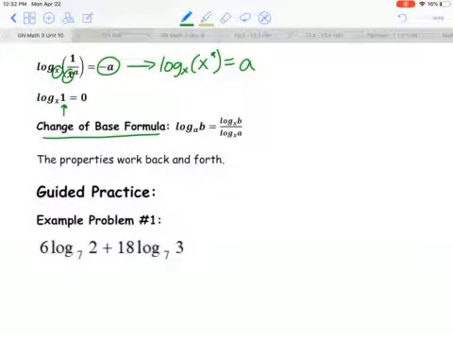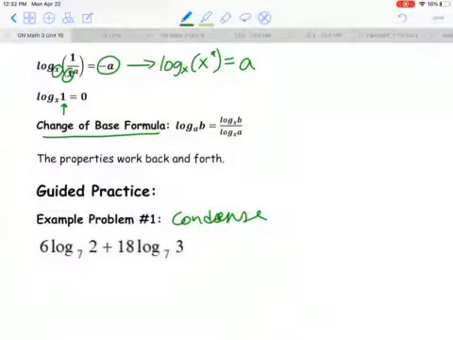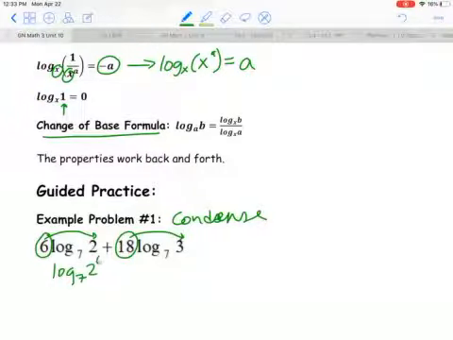Okay, so this one here, I forgot to say, this one is condensing. So that means we're going to take this info and move it so that things on the right side become things on the left. The first thing I would do is take a look. This 6 and the 18, we have to get those to move first, so we're going to move them as exponents. So log base 7 of 2 to the 6, plus log base 7 of 3 to the 18.